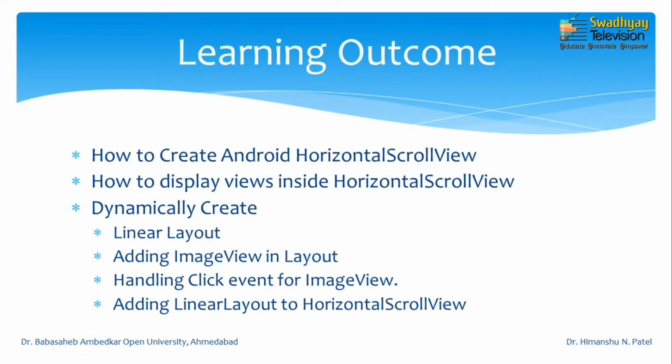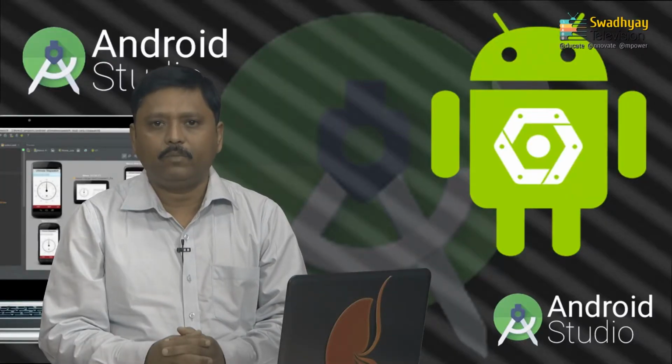In today's session, you will learn how to create Android horizontal scroll view, how to display views inside horizontal scroll view, and we dynamically create a linear layout. So far, we have created layouts in design mode. In this session, we are going to create the layout dynamically, then add image views in the layout, and handle the click event for the image view, which is again dynamic, and you can finally add this linear layout to horizontal scroll view. We put images inside a drawable folder.